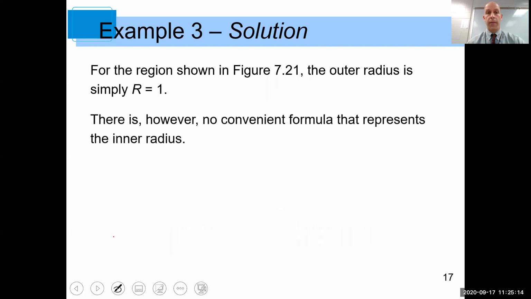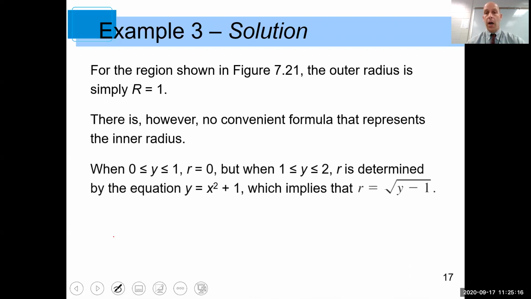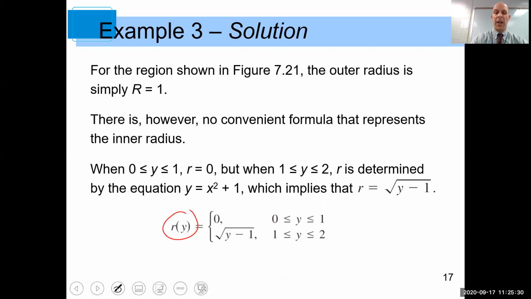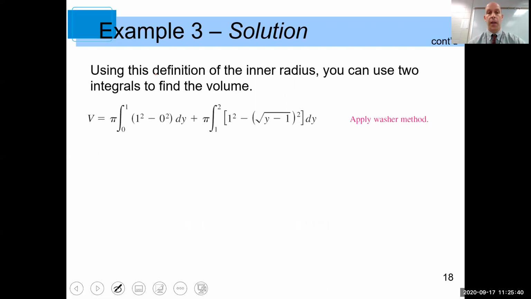So we're doing the following, and I'm not going to read all of this, but basically it's all the stuff that I've just said. So we've got two parts we've got to deal with, and we're going with respect to the y-axis. So we're going to go from 0 to 1. Our little r is going to be 0, and then once we get up from 1 to 2, it's going to be the square root of y minus 1. Our big R stays the same throughout the entire picture. So now we're going to plug this in.